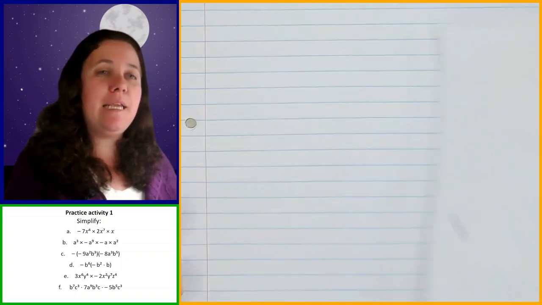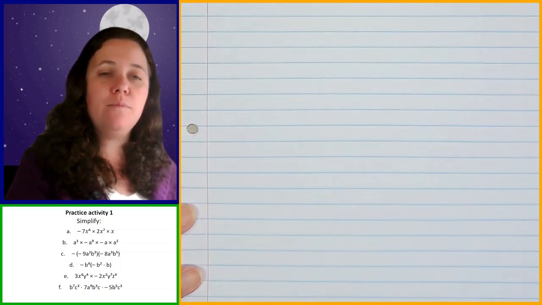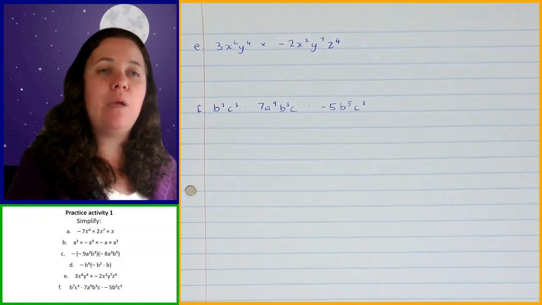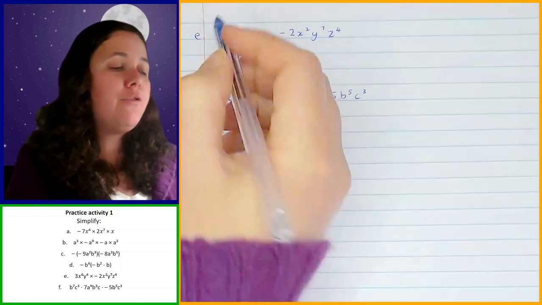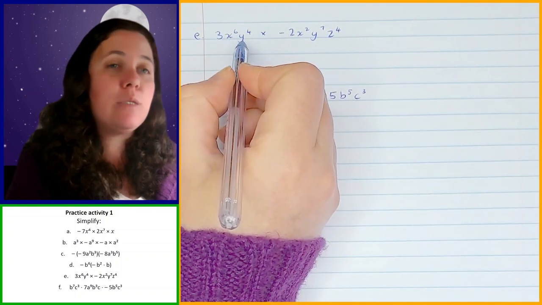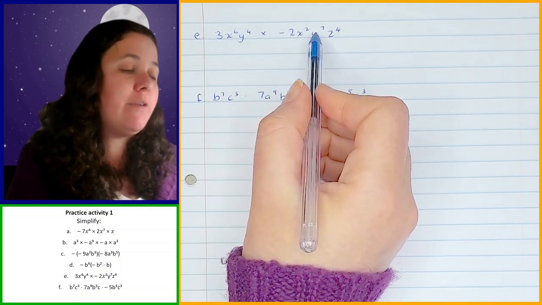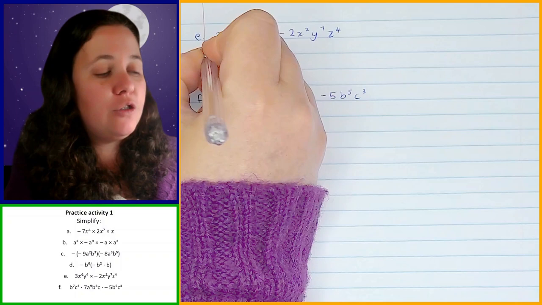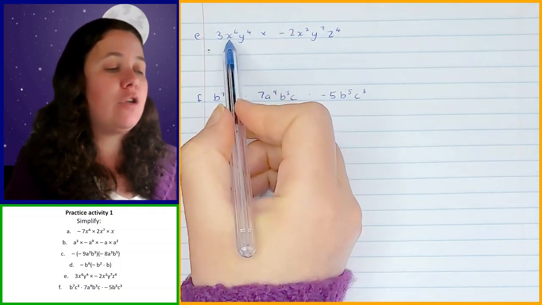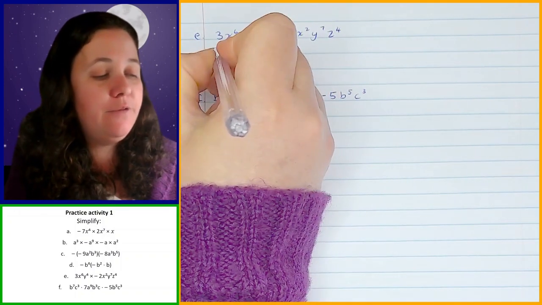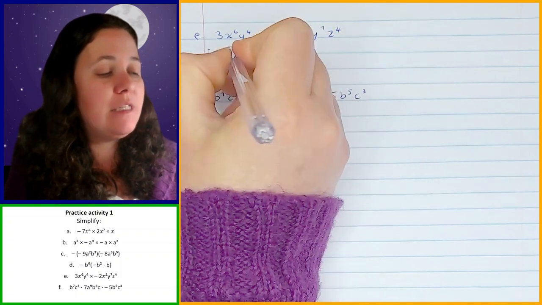Then question E, we have got over here 3x to the power of 6, y to the power of 4, times negative 2x squared, y to the power of 7, z to the power of 4. So the first thing we're going to do is our signs. Over here I've got one negative, so it's going to be negative. 3 times 2 is 6.